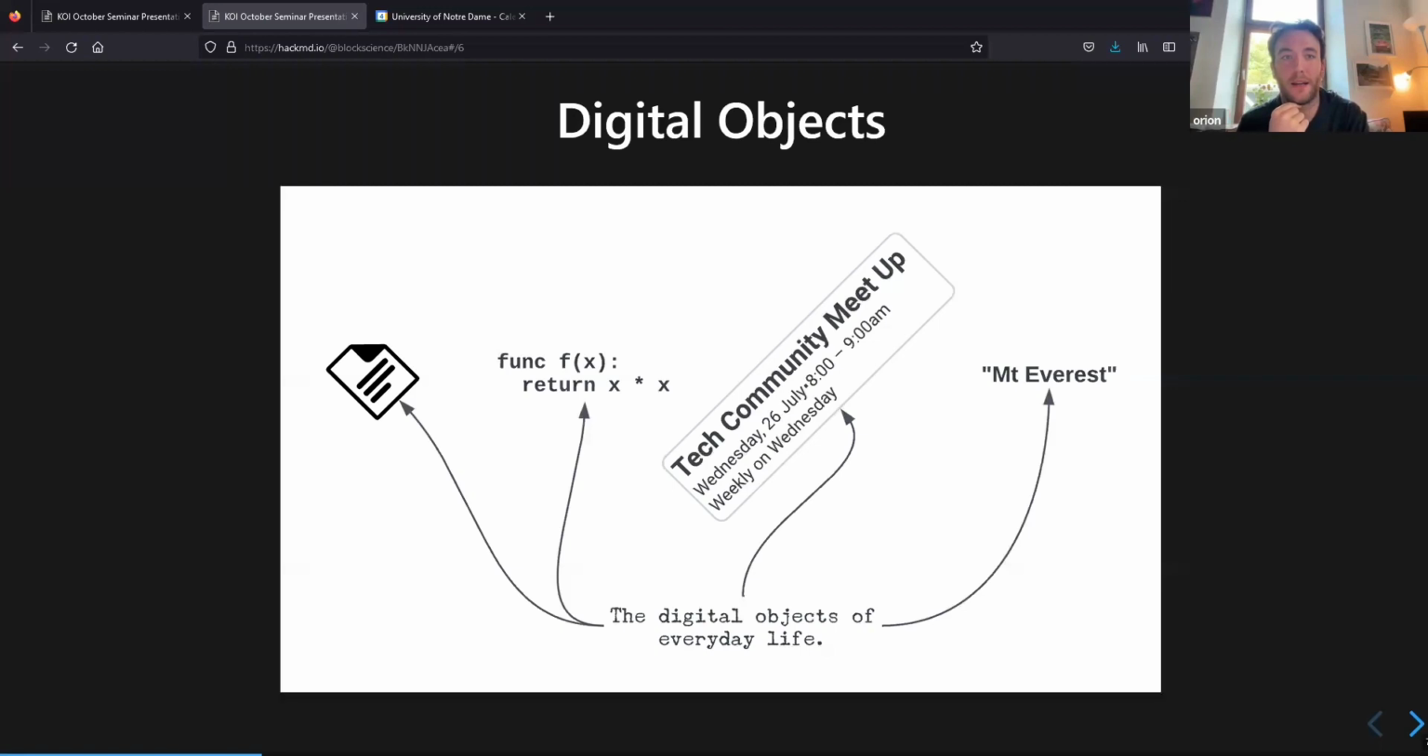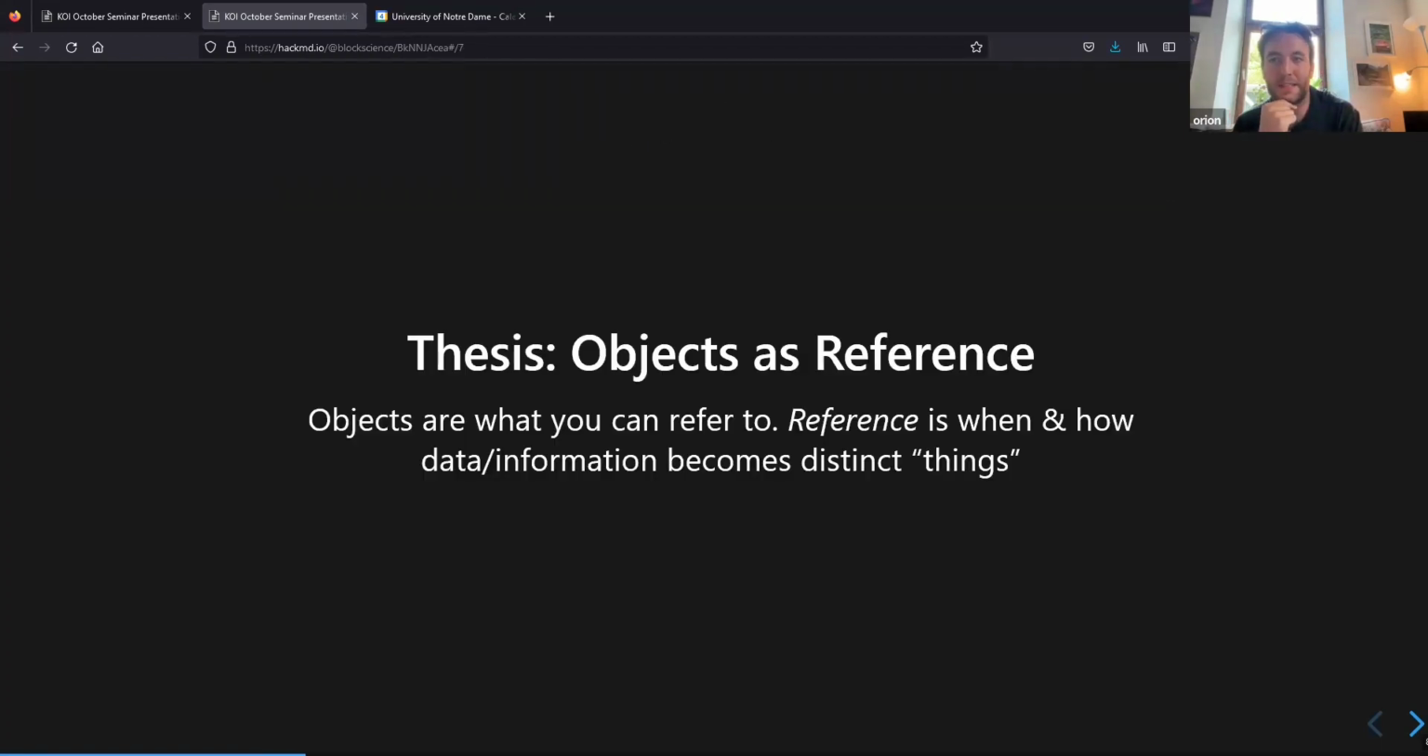So the first one here is this concept of digital objects, right? Here are some very everyday examples, like files or functions in a program or some calendar event or just a named place like Mount Everest. And these are the most basic organizational units of computing in a sense. We'll get to why we think that's true in the next slide. So yeah, the thesis here is that we can articulate what objects are as reference.